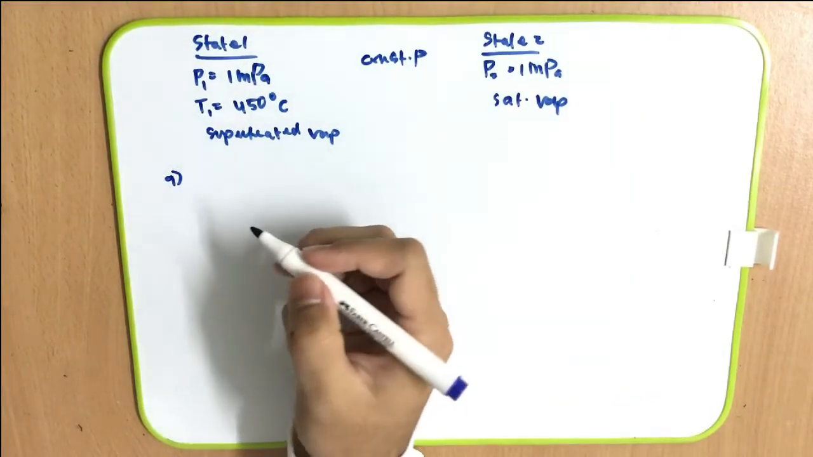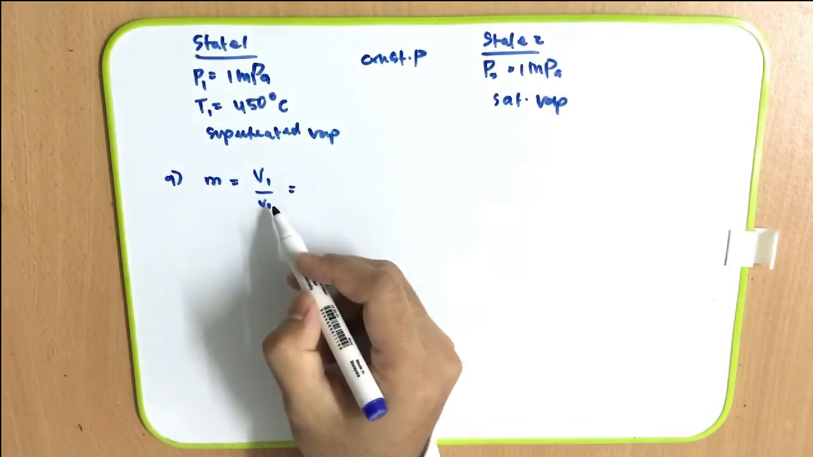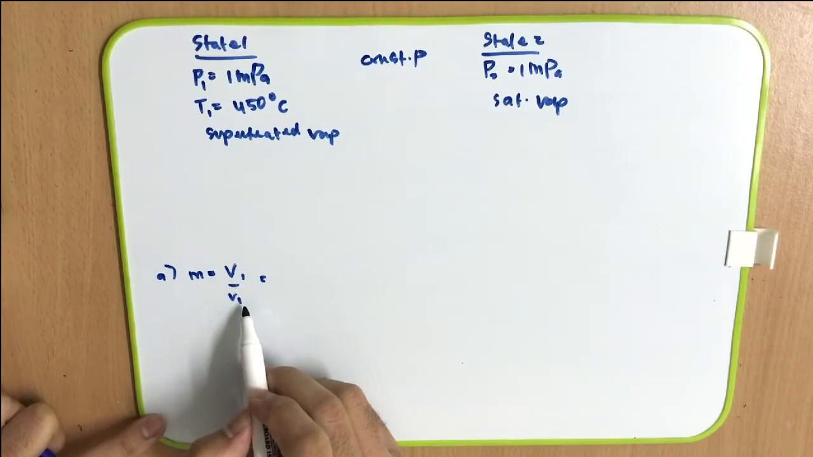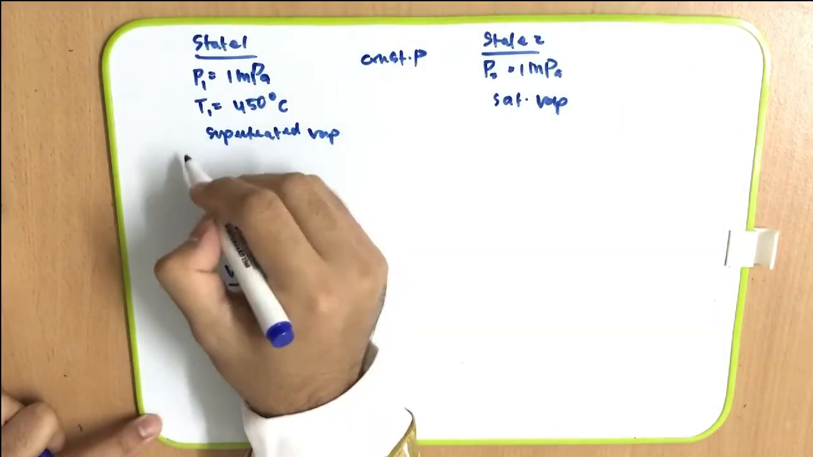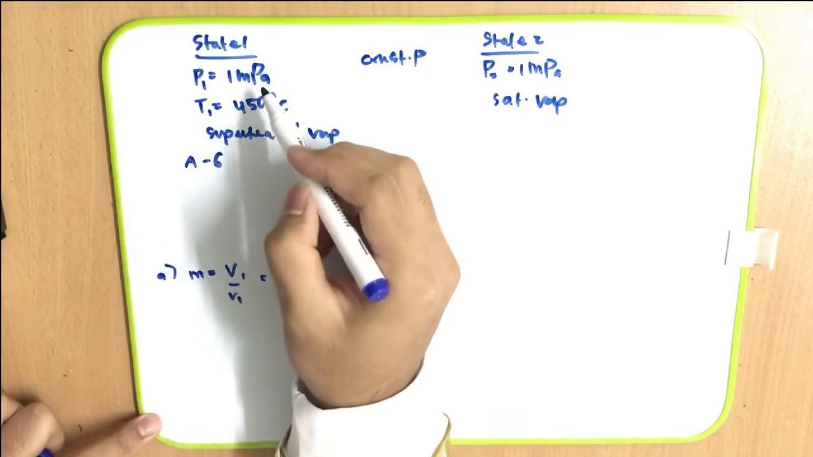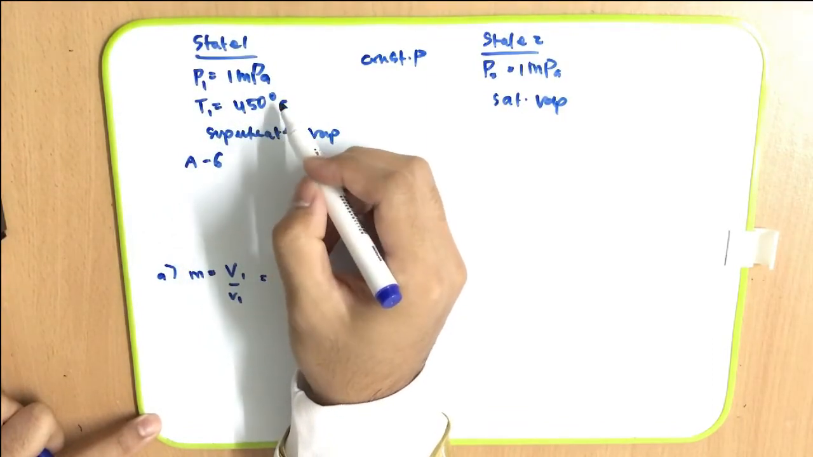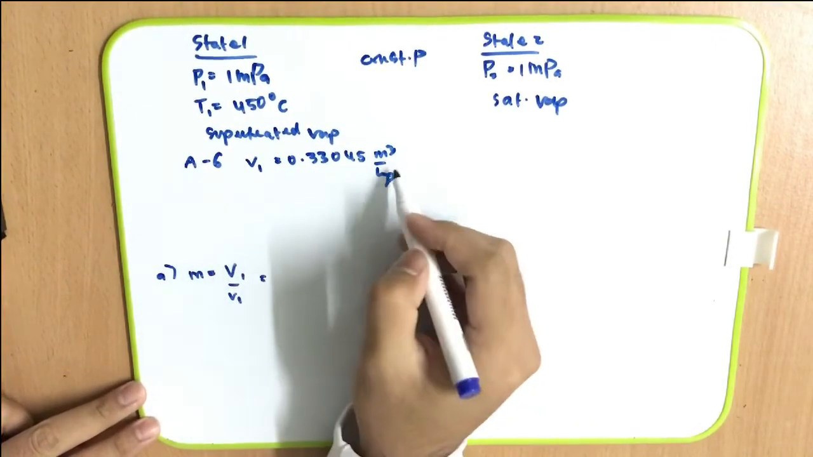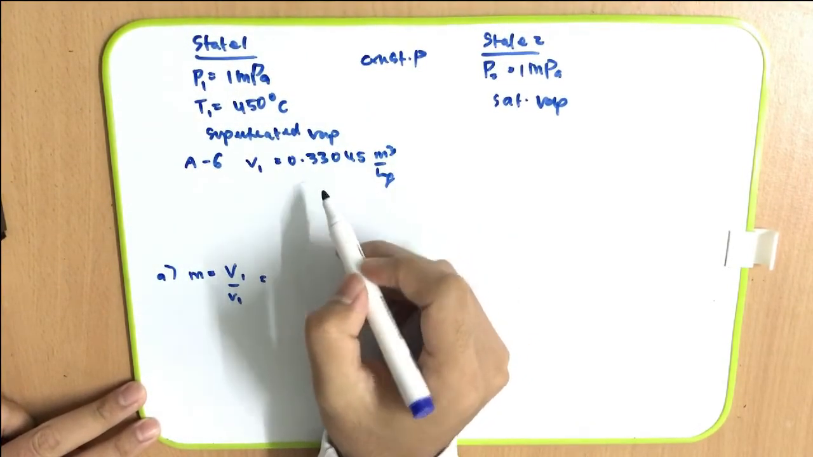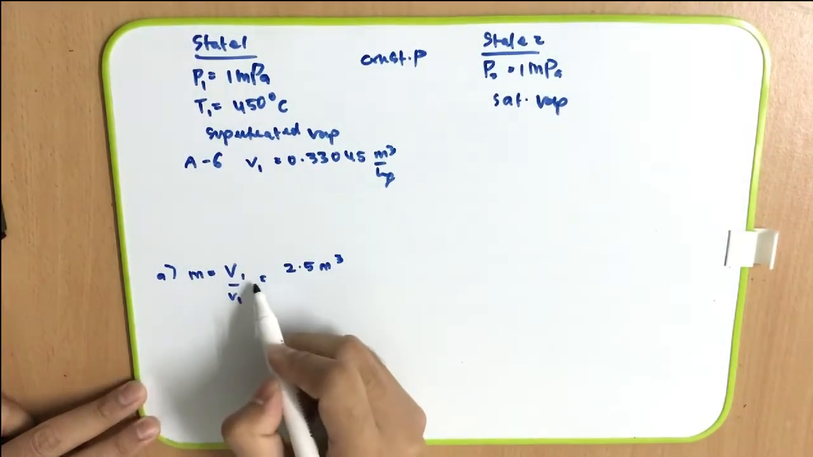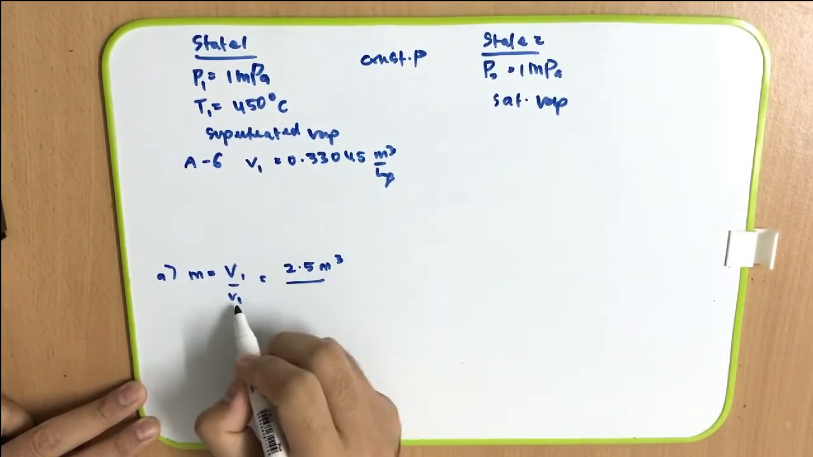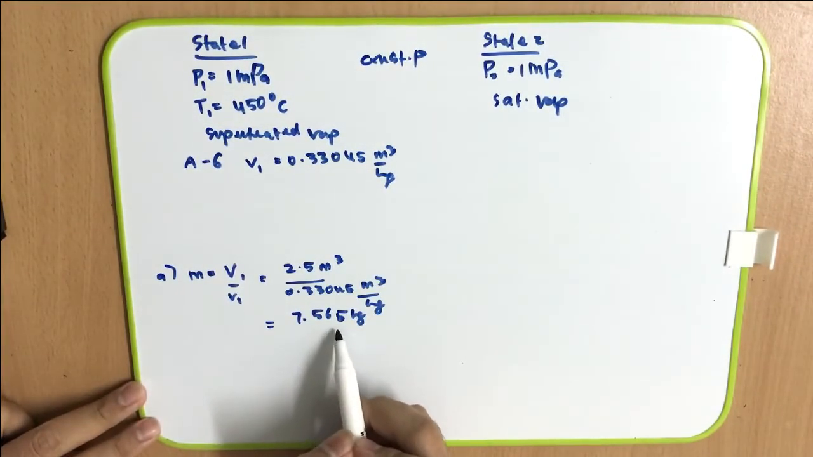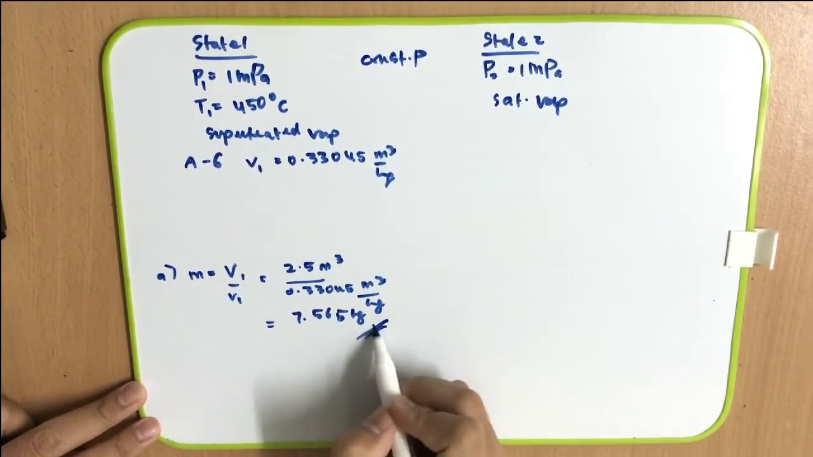For question A, we need to find the mass of steam. We can use this equation, which is volume over specific volume. In order to find the specific volume for state 1, we can go straight to table A6 by referring to 1 megapascal and temperature 450 degrees C. From table A6, v is equal to 0.33045 meter cube per kg. By using this v, we can find the mass. The volume given is 2.5 meter cube over the v that we found just now. After we solve, we get 7.565 kilogram. That is the mass.